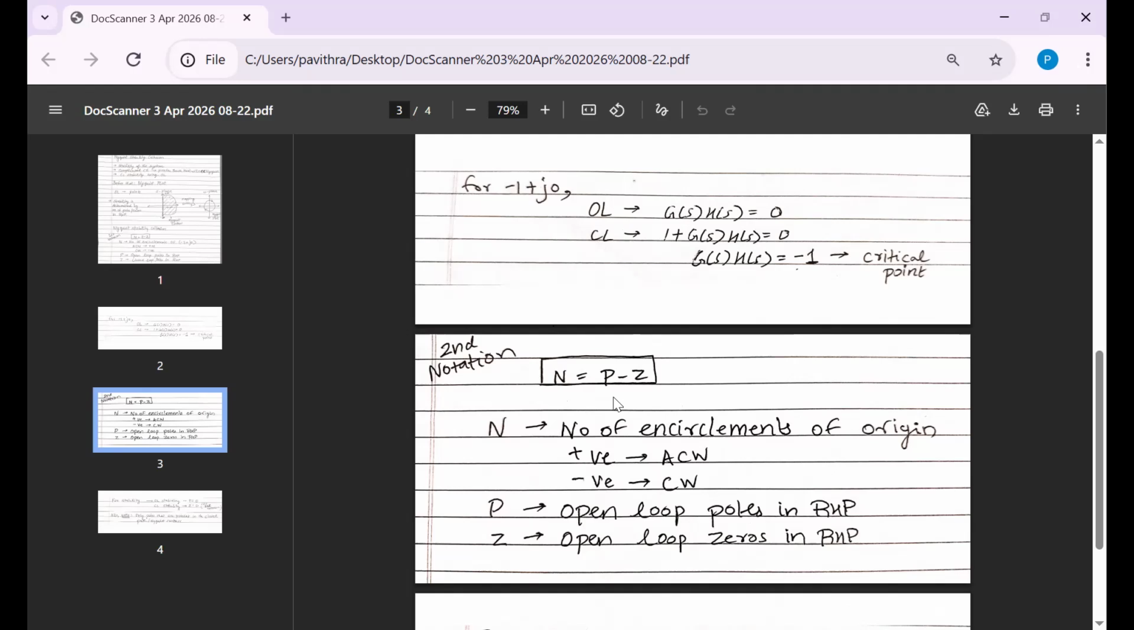P is the number of open loop poles in the right half of the plane, and Z is the number of open loop zeros in the right half of the plane. So that is all clear with the notations that we are looking into. This second notation you use only when you have information about the open loop poles and zeros, when you don't have information about the closed loop, and the graph itself looks aligned to the encirclements of the origin. So then you use this notation.